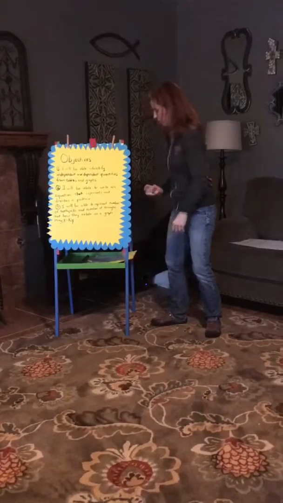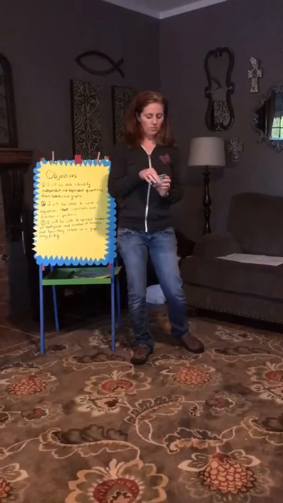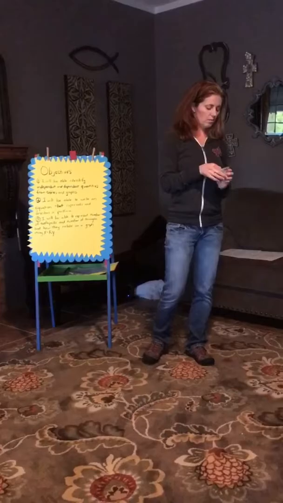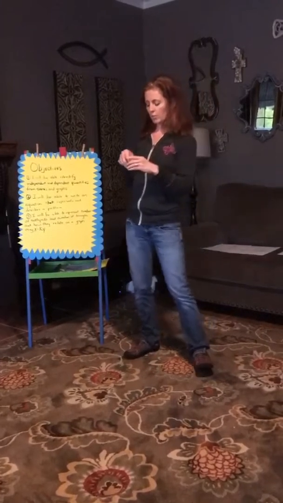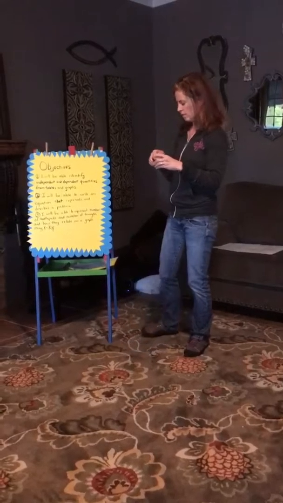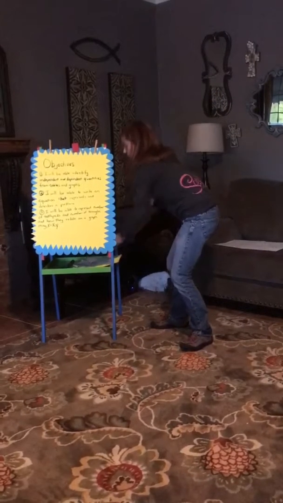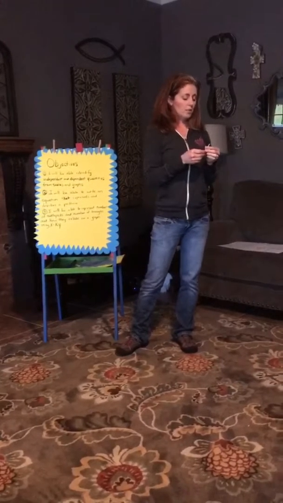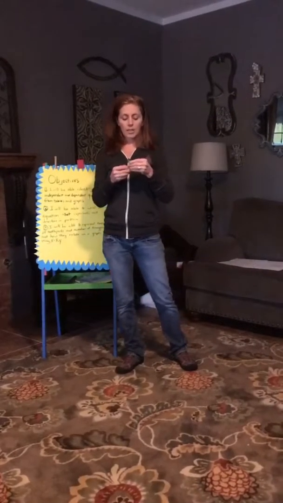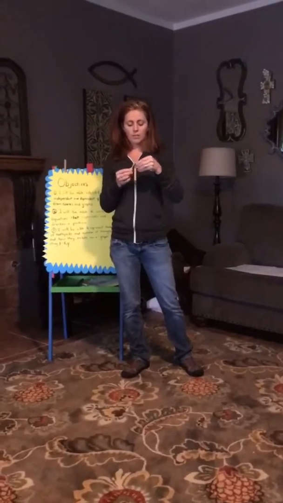How many toothpicks make one triangle? Who can guess? 3. Who said that? Very good. Why 3? Why not 4 or 5? Because a triangle has 3 sides. That's correct. 1, 2, 3.